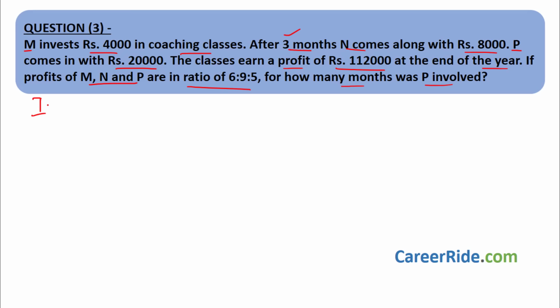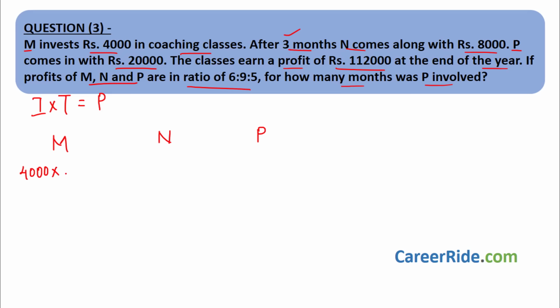We have to just use the formula: ratio of investment into time is ratio of profit. So first we have M, then we have N and we also have P. Now investment for M, what is it? 4,000 rupees multiplied by time period.